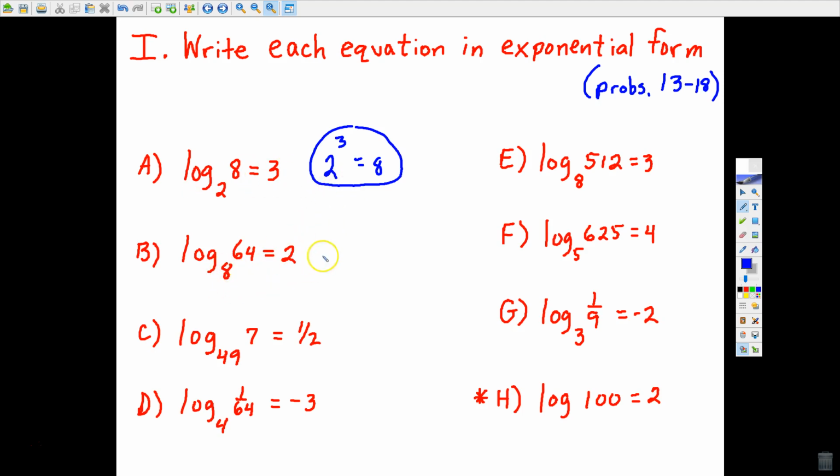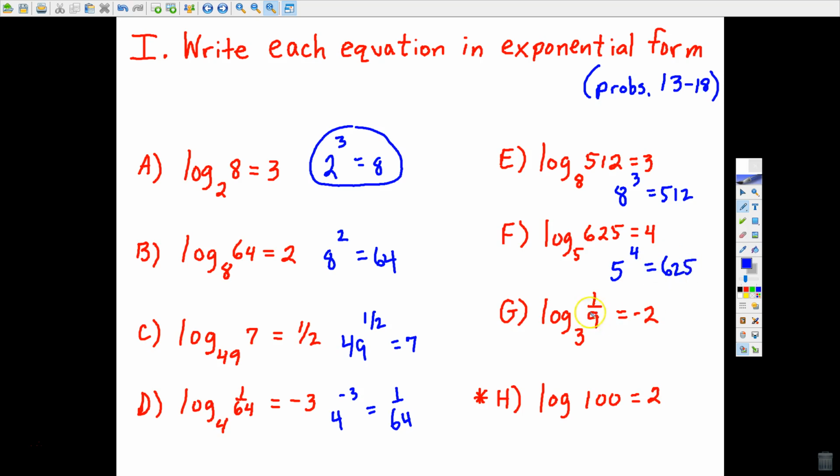Letter B will be a base of 8 raised to the 2nd power is equal to 64. Letter C, 49 raised to the 1/2 power is equal to 7. Letter D, 4 base raised to the -3 power is 1 over 64. Letter E, a base of 8 raised to the 3rd power is 512. Letter F, 5 raised to the 4th power is 625. Letter G, 3 raised to the -2 is 1/9.